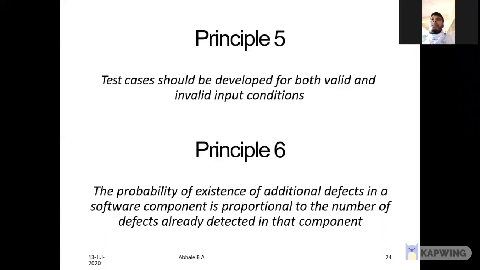Then principle number 6: the probability of existence of additional defects in a software component is proportional to the number of defects already detected in that component. So when you are testing the software, we have to check that, at the time of removing the defects, new defects are not introduced into the application. In removing the existing defects, new defects should not come or exist. So that is specified in principle number 6.